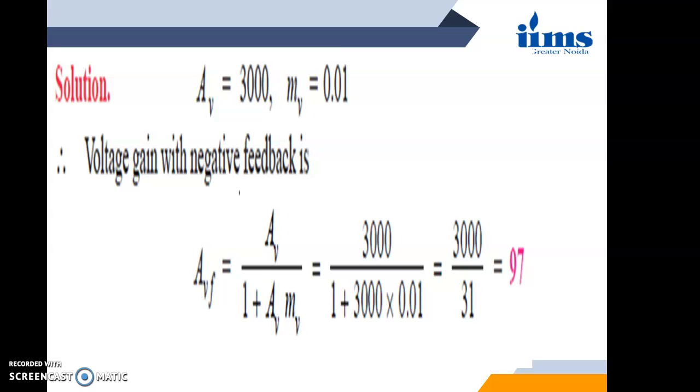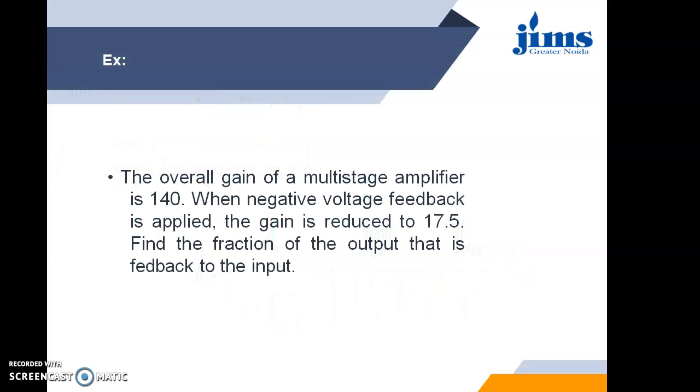It is equal to A upon 1 plus AM, and if we put both the values A and M, we get the voltage gain with feedback, which is 97 only. So here we can conclude that the gain with feedback is reduced. This is the only drawback of negative feedback amplifier, that the gain decreases. Another example is also considered.